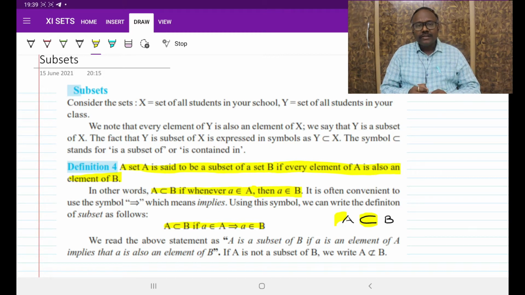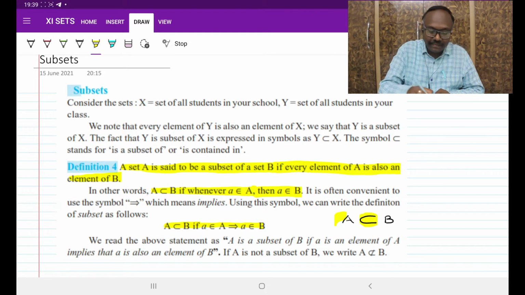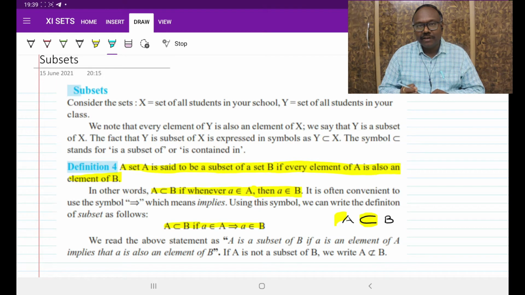Well, suppose A is not a subset of B, then we use the symbol for not a subset, just like how for not equal to, we put equal to with a slash. In the same way, if you want to say it is not a subset, we put subset with a slash. So, this is the symbol we are going to use for not a subset. So, we read it as A is a subset of B if a belongs to A implies that a also belongs to B, and if A is not a subset of B, then we write subset with a slash, which means it is not a subset of B.